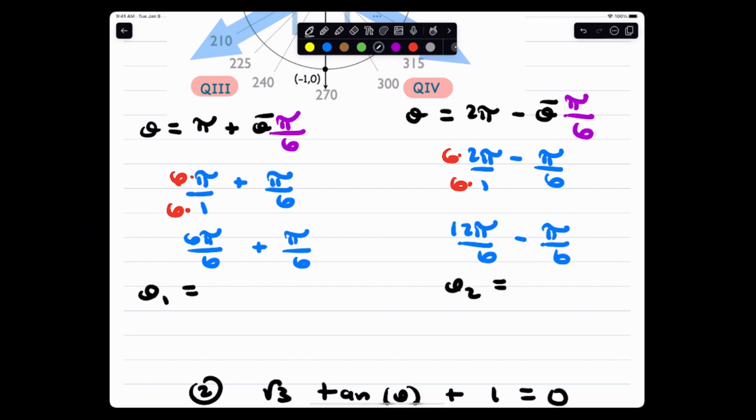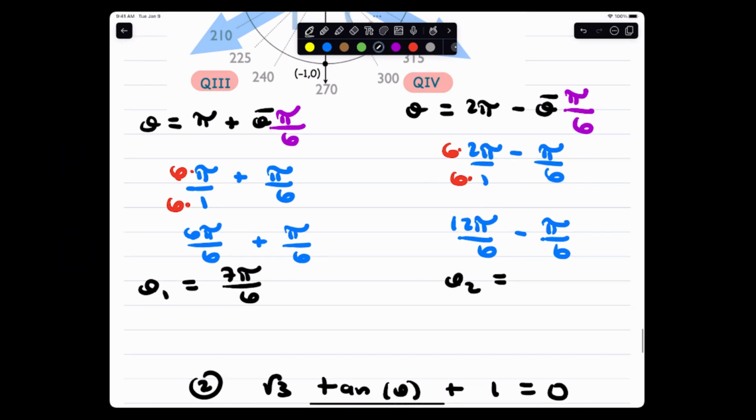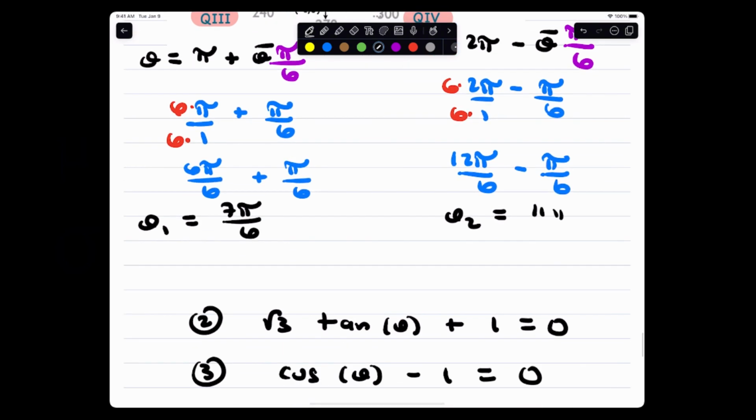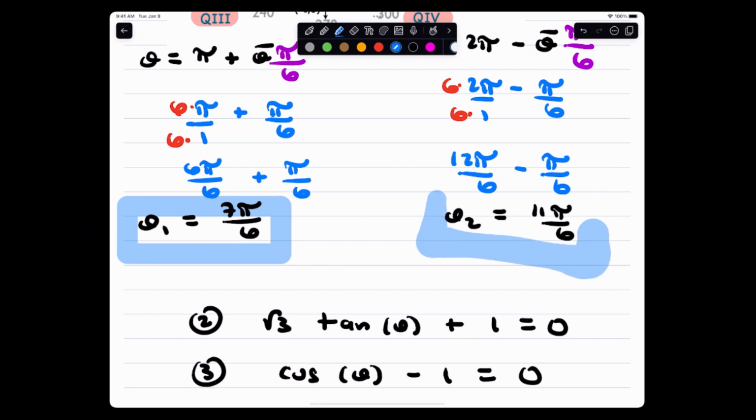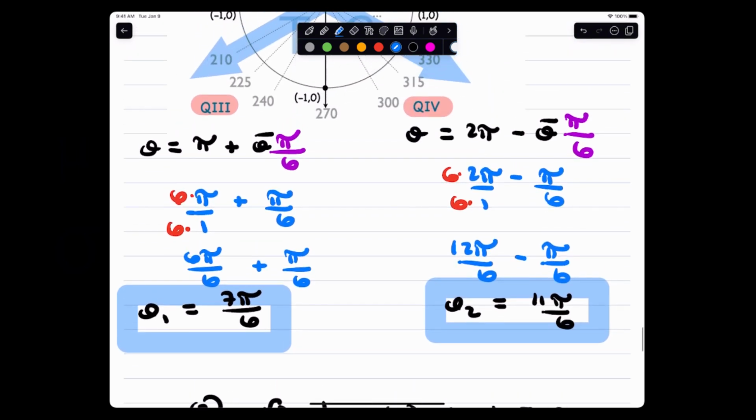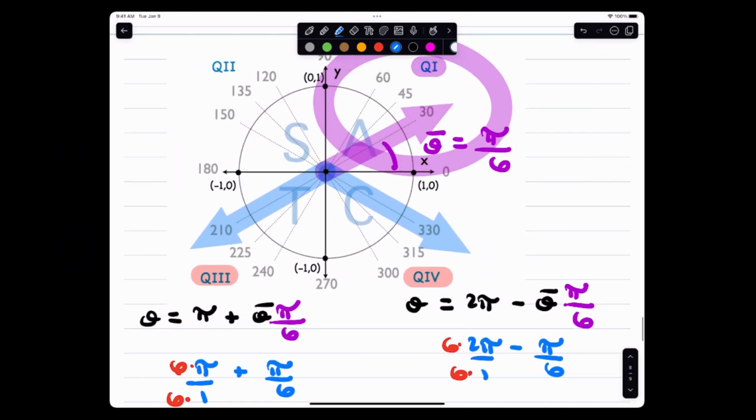Second solution is going to be what? What is this? 7 pi over 6. And then, what's this one? There's your two answers. And you said it doesn't matter what order the solutions are. No. What you call theta 1, if you switch the order, it's fine. But I just went in order of quadrant 3, quadrant 4.